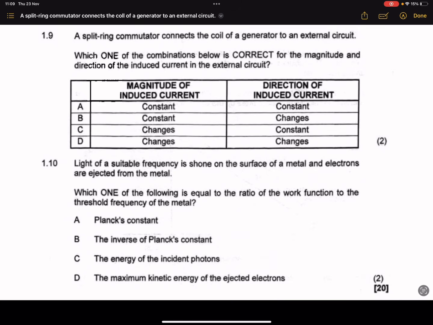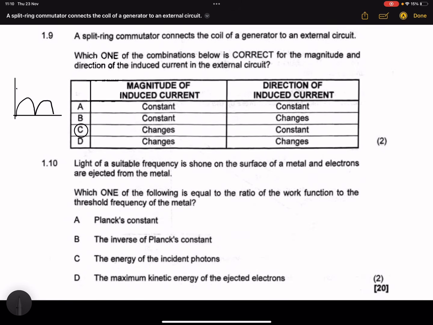Right, so the magnitude of the induced current, definitely it would change, right? Because remember, in this case, what you'd have for DC is actually something like this, so it would constantly be changing. However, when it comes to the direction of the current, it should be the same. The direction should always be in the same direction, hence direct current, right? So we know that the magnitude of the induced current changes whilst the direction is constant. Okay, so our correct answer there should be C.